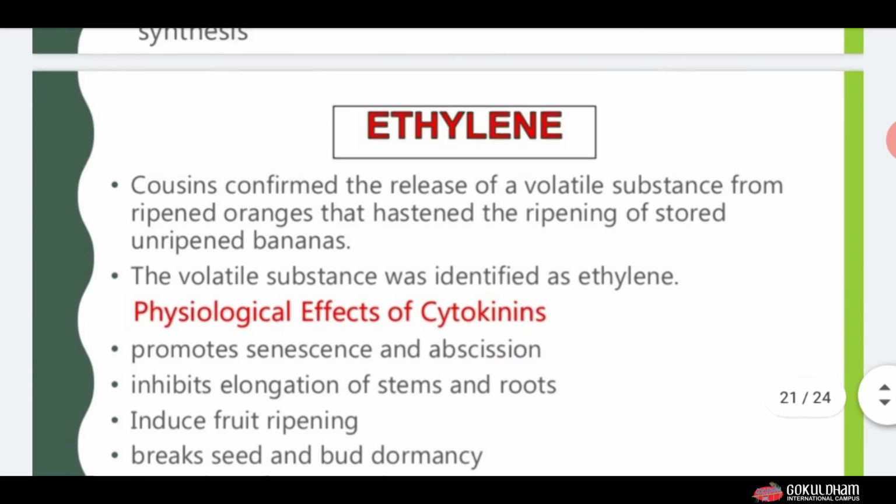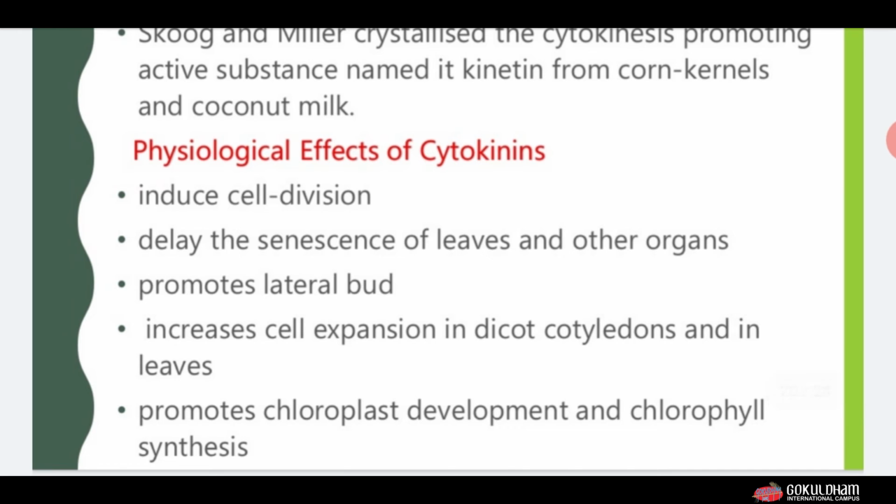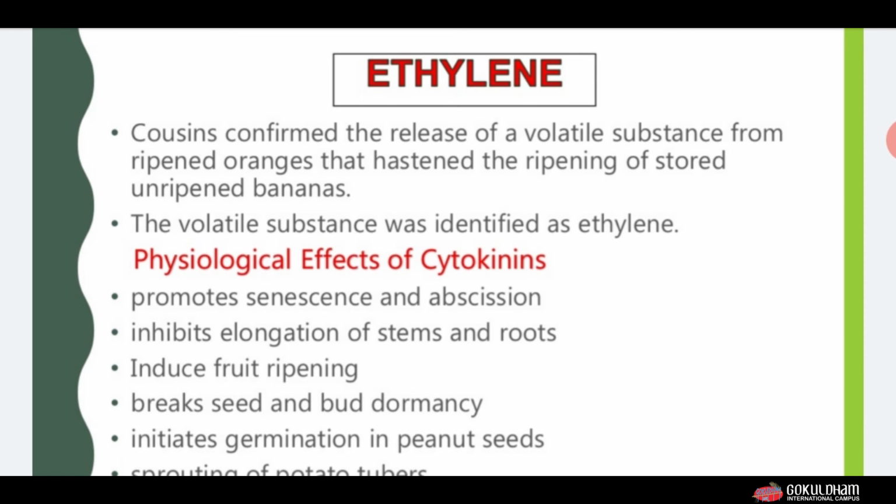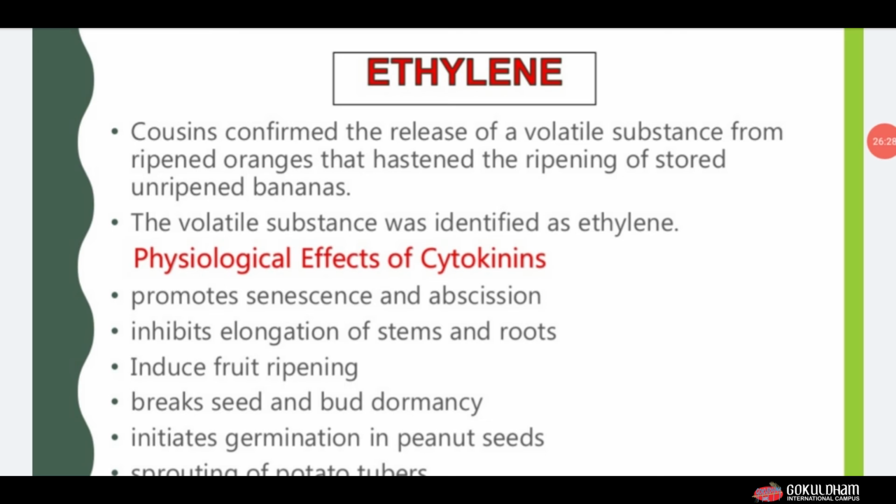Now, these three, auxin, gibberellins and cytokinins, are plant growth promoters. And now let's see the plant growth inhibitors. First one is ethylene. Scientists confirmed the release of a volatile substance from ripened organs that hastened the ripening of stored unripe bananas. The volatile substance was identified as ethylene, which is also known as the ripening phytohormone.